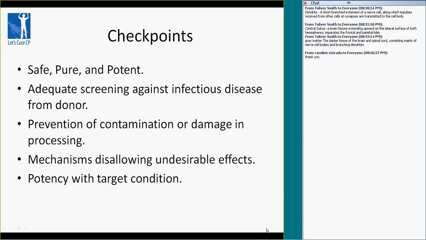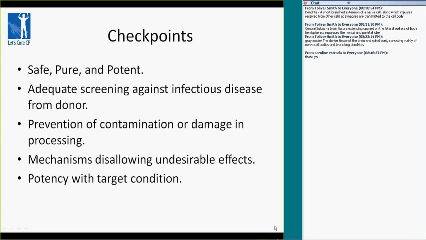In our specific case, we have to be sure that we have adequate screening against infectious disease from a donor. In many cases, these cell treatments are going to be coming from siblings. They could be coming from other relatives. They could be coming from blood banks. So we have to be sure that in the creation of our cell therapy we screen against infectious disease from any donors. We want to make sure that the process of going from our raw materials to that end product prevents contamination. We don't want any junk in there that could be a problem.